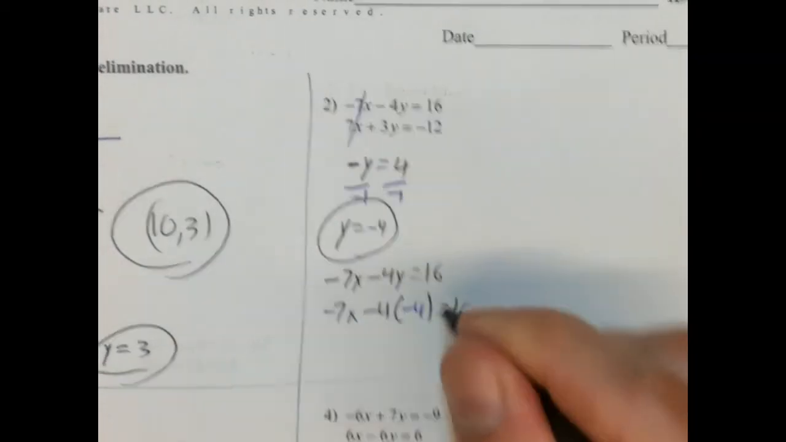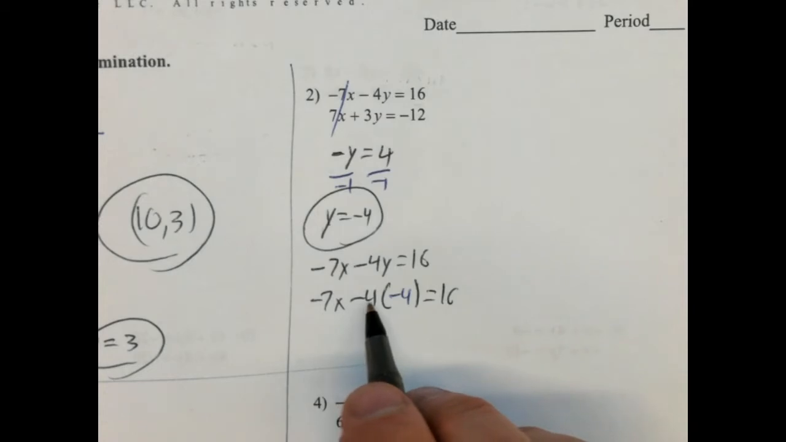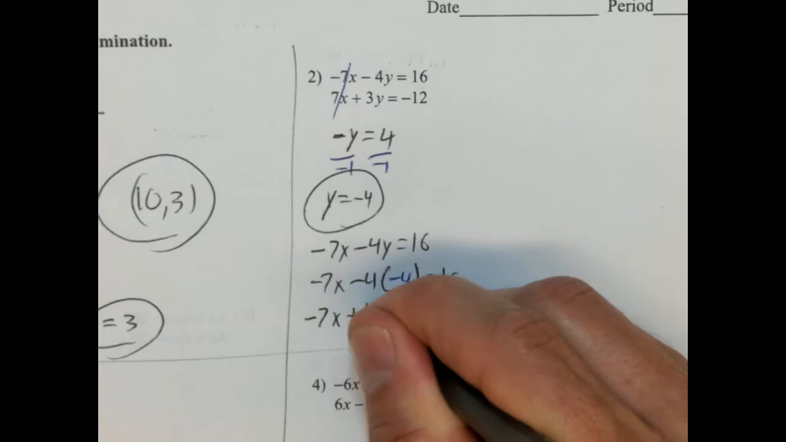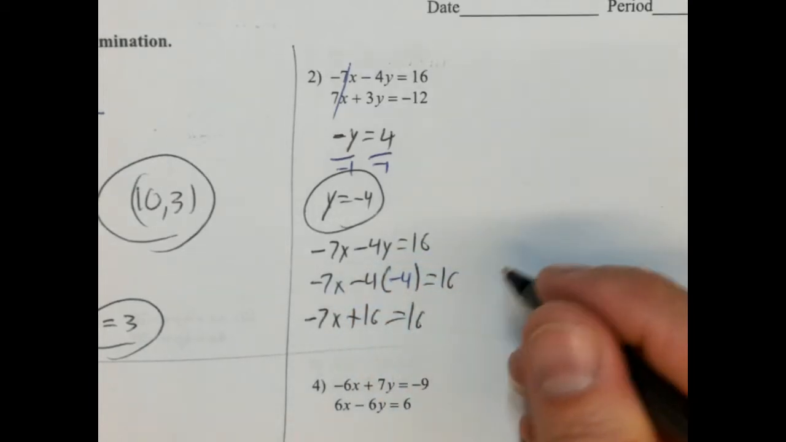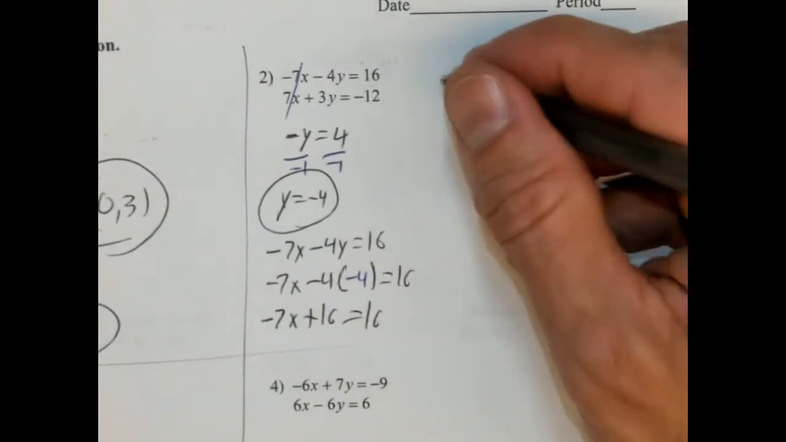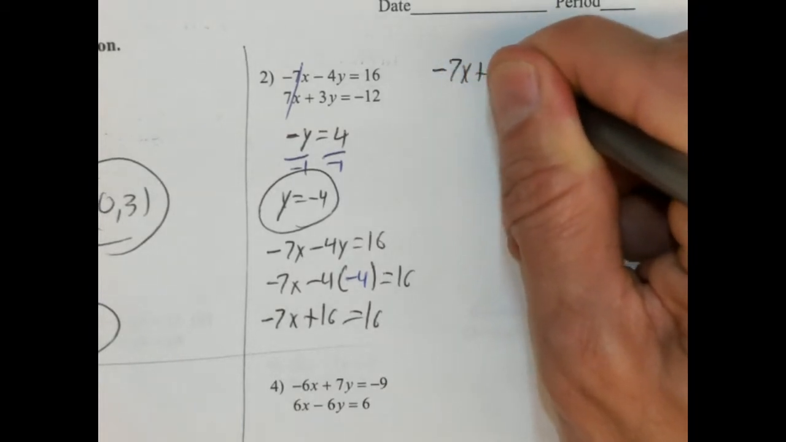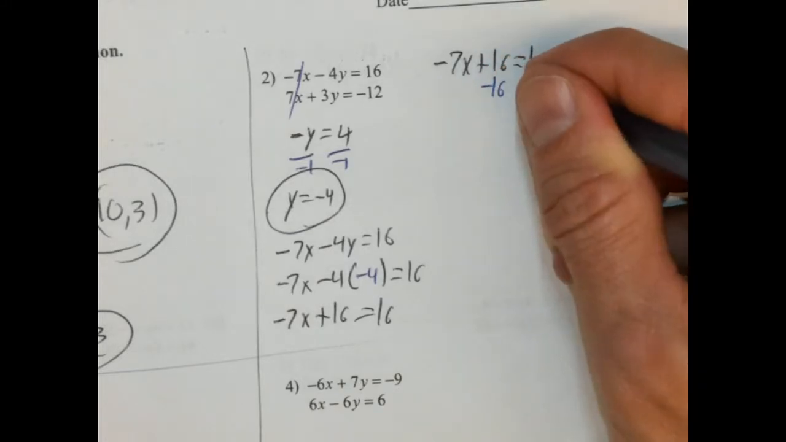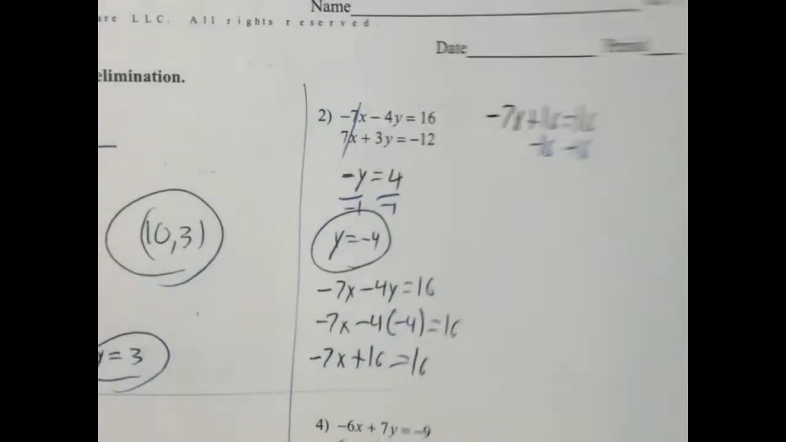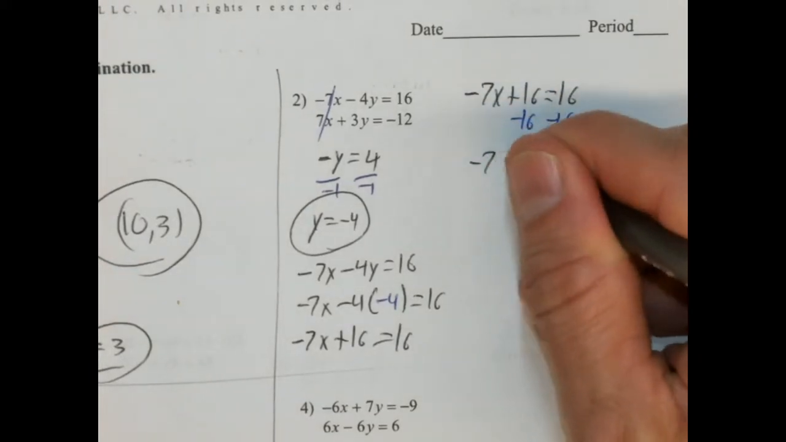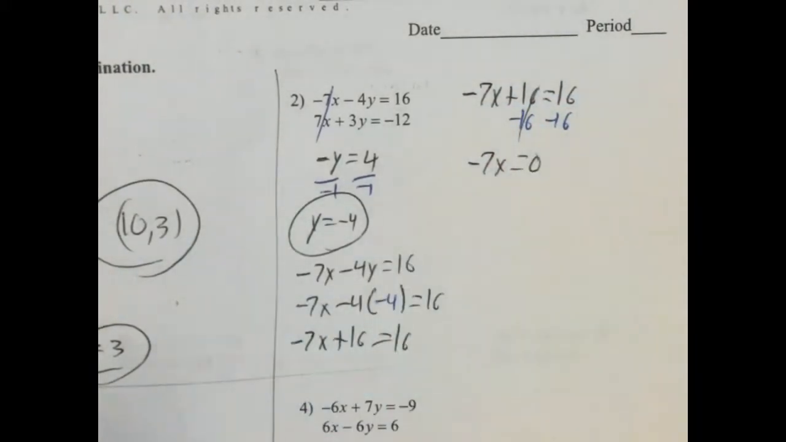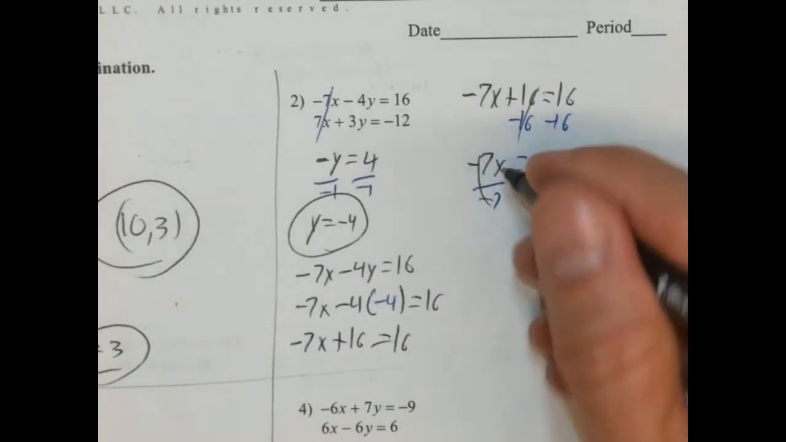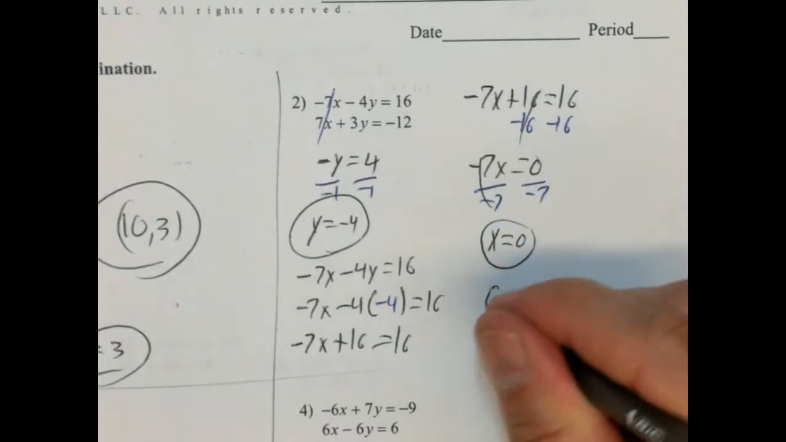And now we're going to solve for x. So let's multiply this. -4 times -4 is +16. So -7x plus 16 equals 16. Oh, I see where this is going. I'm going to rewrite this up here. So -7x plus 16 equals 16. I think those eagle-eyed mathematicians will already see what x has to be. So -7x, this cancels, equals 0. We get rid of our coefficient by dividing by -7, and x will equal 0. All right, so 0 comma -4.